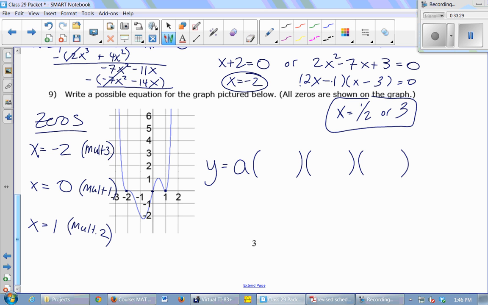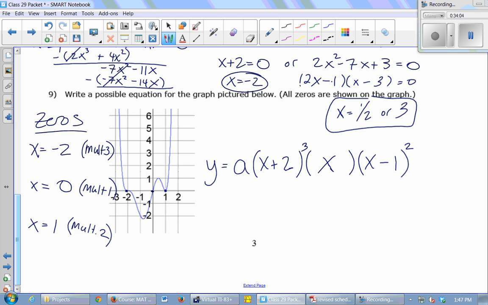X equals -2 corresponds to what factor? X plus 2. And I'm going to raise it to the third because it's multiplicity 3. And then x equals 0 corresponds to a factor of x or x minus 0, right? And it's going to be raised to the first power because it's multiplicity 1. And then x equals 1 corresponds to a factor of x minus 1. And because it's multiplicity 2, it's going to be squared.